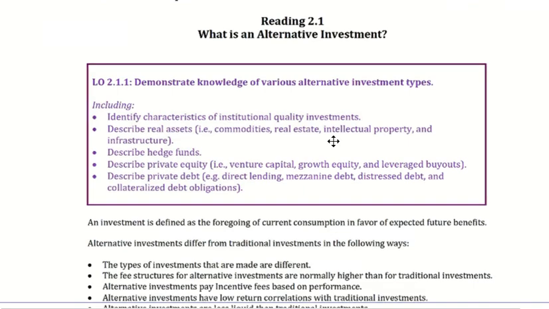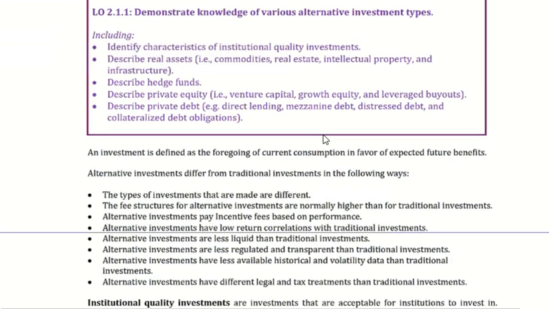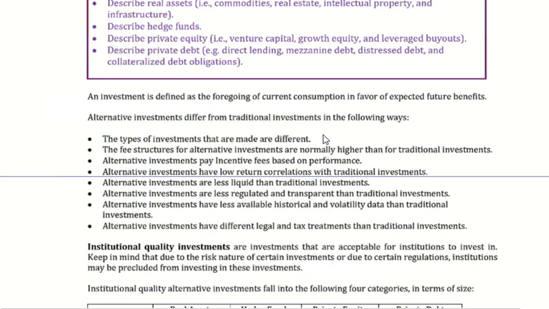The first learning objective, learning outcome 2.11, demonstrate knowledge of various alternative investment types. We start off with a little bit of an introduction: first and foremost, before we move towards alternative investments, what is an investment? An investment is defined as foregoing current consumption in favor of expected future benefits. In other words, not to consume today, in the hope that you'll get benefits from that at a later point in time.